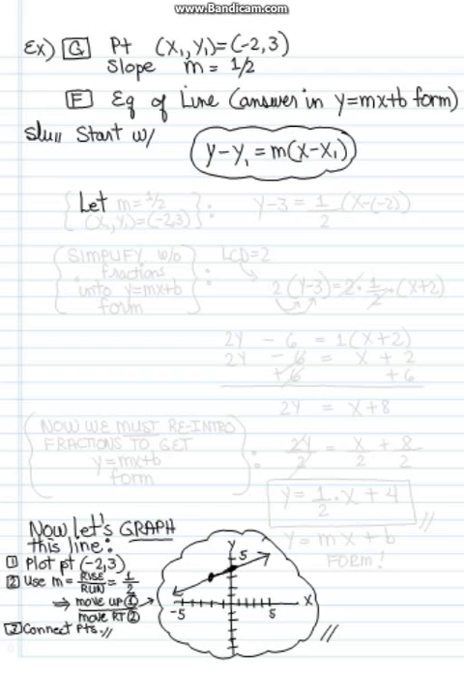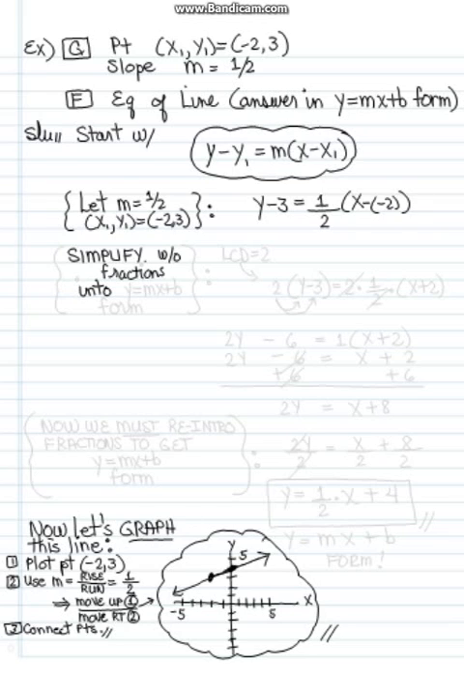So first, I'm going to use m equals 1/2 and x sub 1, y sub 1 equals negative 2, 3. Plug them into this equation and I get y minus 3 equals 1/2 parenthesis x minus a negative 2. I'm going to simplify without fractions. I don't like working with fractions, so I'm going to multiply both sides by the LCD. And then I'm going to get my answer into the y equals mx plus b form.